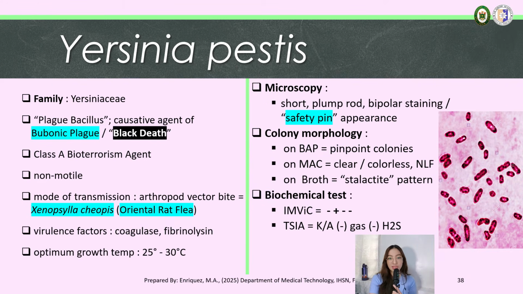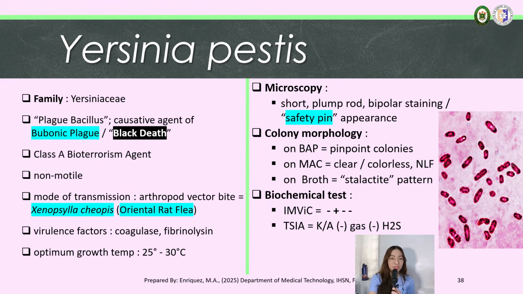Next is Yersinia pestis. This is commonly known as the plague bacillus and is the causative agent of the bubonic plague or the Black Death that caused the death of approximately 75 million to 200 million people across Europe, Asia, and many other regions during the 14th century. Yersinia pestis has been classified as a type A bioterrorism agent by the Centers for Disease Control and Prevention.